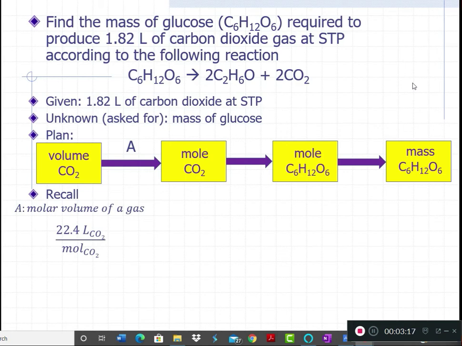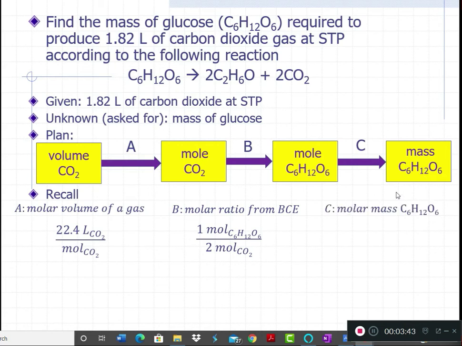For the second step, to go from moles of carbon dioxide to moles of glucose, we need to use the balanced chemical equation. The balanced chemical equation in this particular question was given to you. So we look for the ratio between the 2 molecules. Glucose has a 1 in front of it, and carbon dioxide has a 2, so it's a 1-to-2 ratio. And then finally, for the last step, step C, we have to go from moles of glucose to mass of glucose. And for that, we're going to be using the molar mass of glucose, which is approximately 180. So we have recalled our 3 steps.